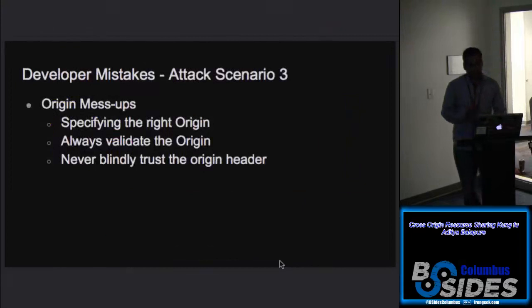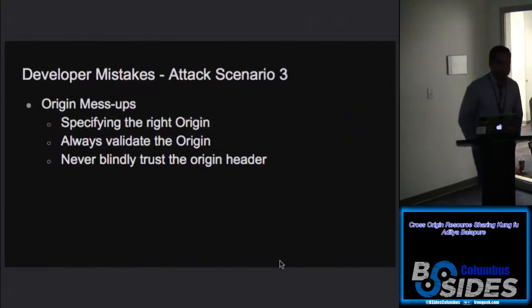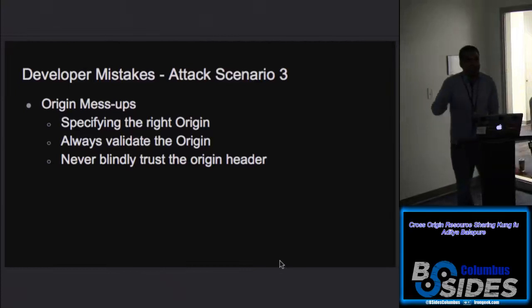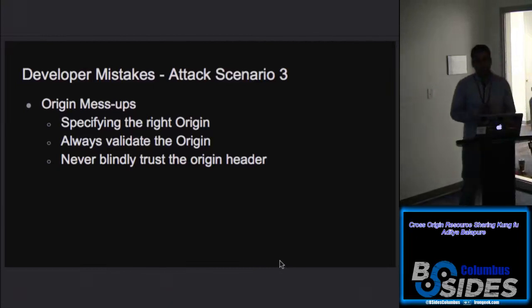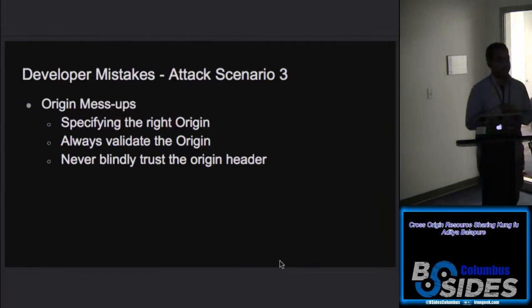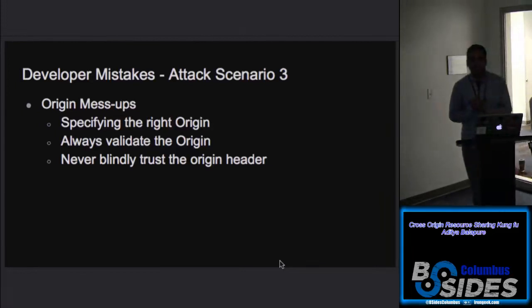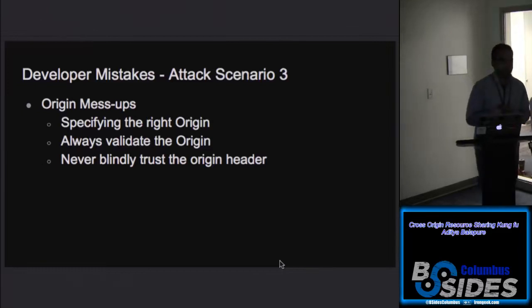The third mistake which I usually come across is origin mess-ups. As we saw, people blatantly allow the star origin to be responded back from a cross-origin server. They don't really validate the origin. They don't manage the whitelist of which specific origins are allowed to make requests, and hence they end up responding back to any domain.